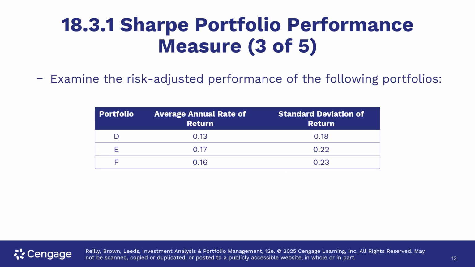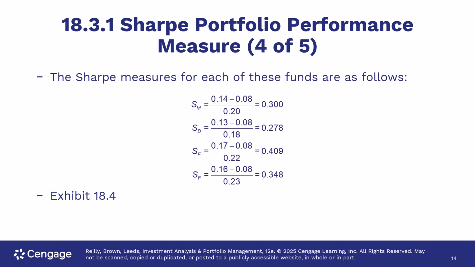All right, now they want us to compute the Sharpe ratios for fund managers D, E, and F, three separate portfolios. Here's their average annual rate of return. These are the R bars, right? So this is R bar sub D, R bar sub E, and R bar sub F. This is sigma sub D, sigma sub E, sigma sub F. These are the total return measures for the portfolios. Okay, so they've converted everything to decimal, right?